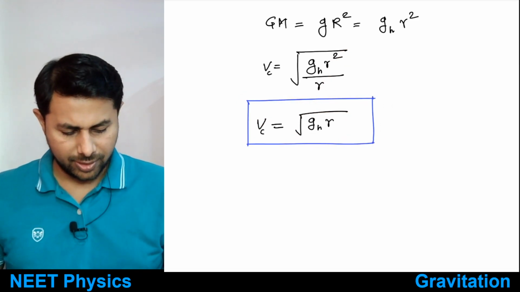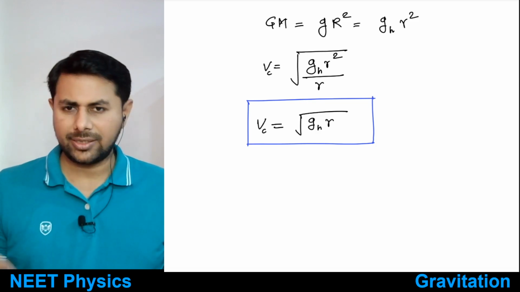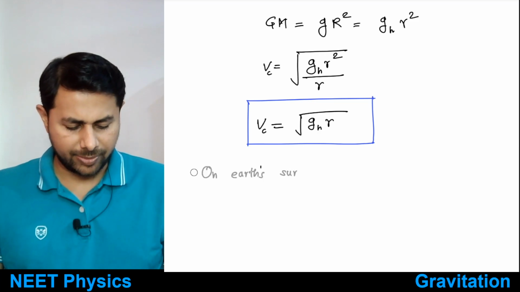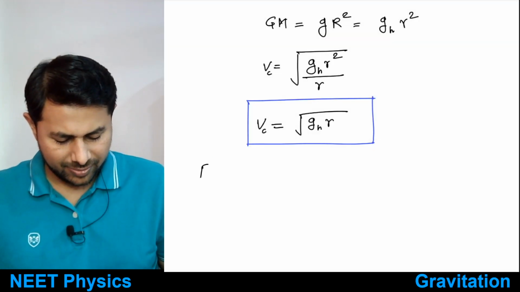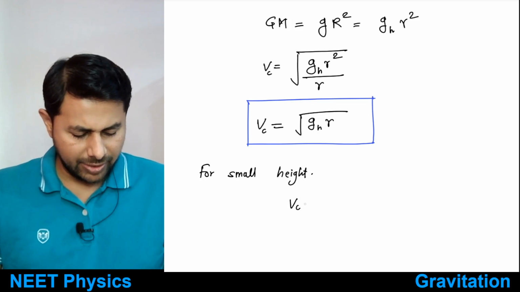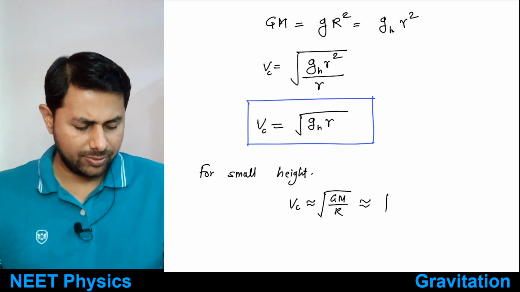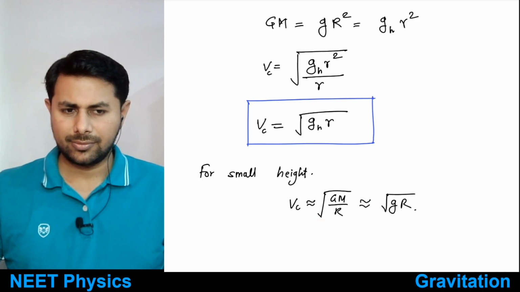So v_c is equal to the square root of g_h into r. This is at some height h above Earth's surface, or near to Earth's surface. Not on Earth's surface. Suppose the satellite revolves near to Earth's surface, at a small height. We can say that v_c is nearly equal to the square root of GM over R, and that is nearly equal to the square root of gR, right? This is clear? Okay, good.